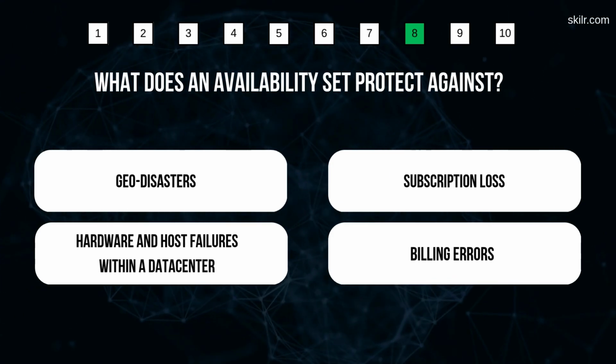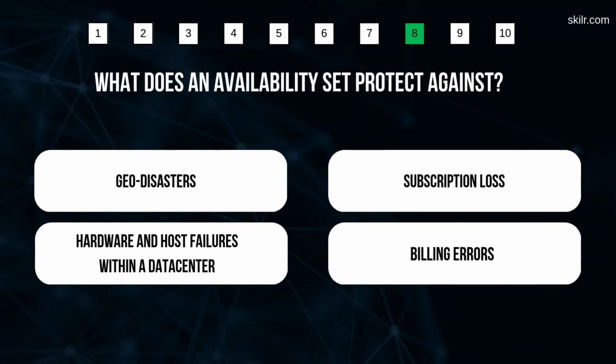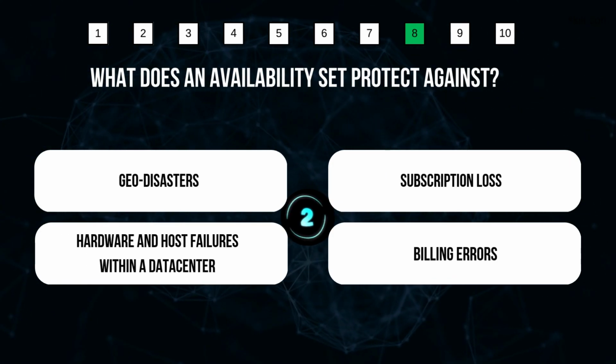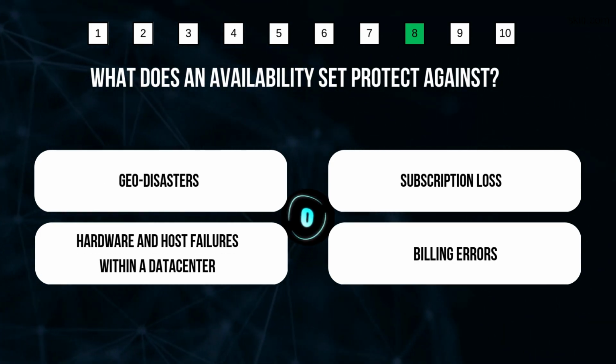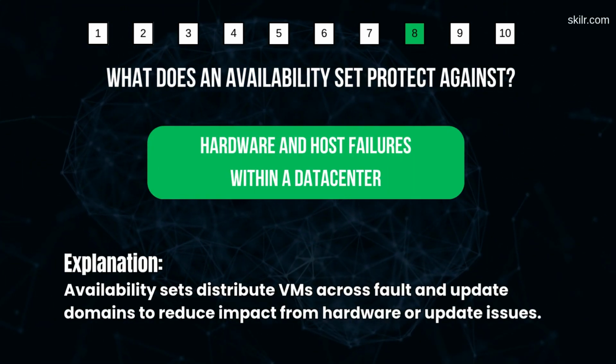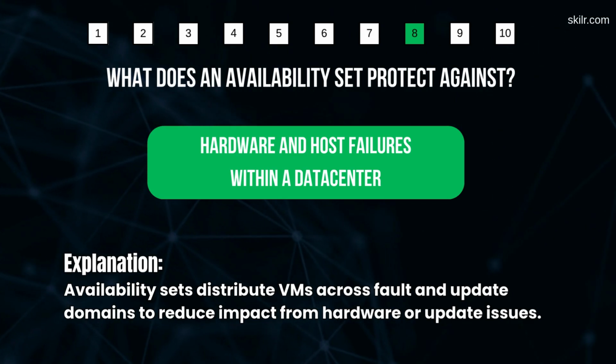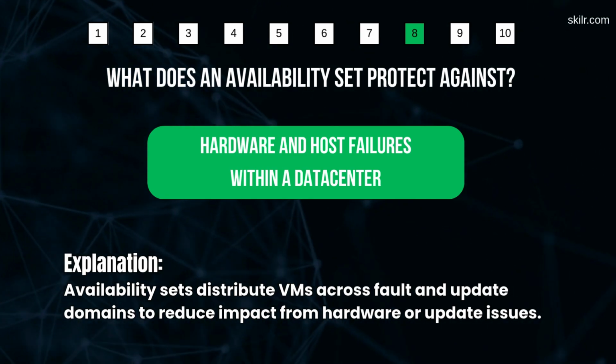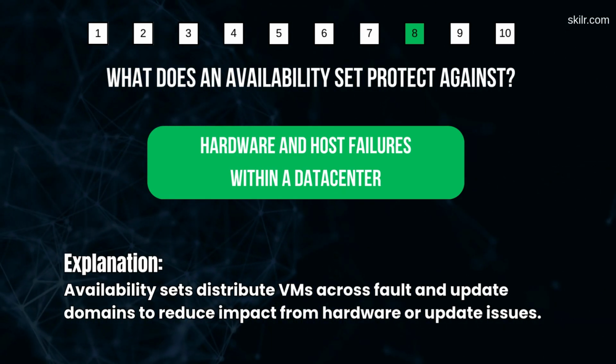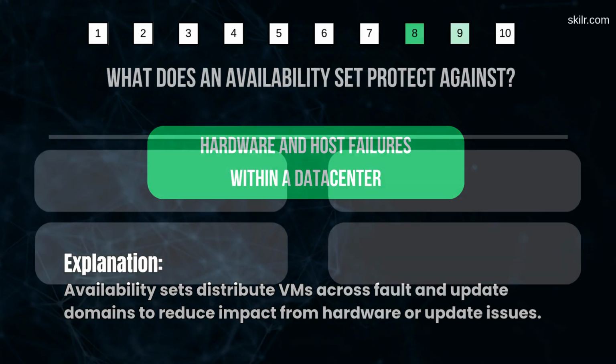Question 8. What does an availability set protect against? The correct answer is hardware and host failures within a data center. As availability sets distribute VMs across fault and update domains to reduce impact from hardware or update issues.